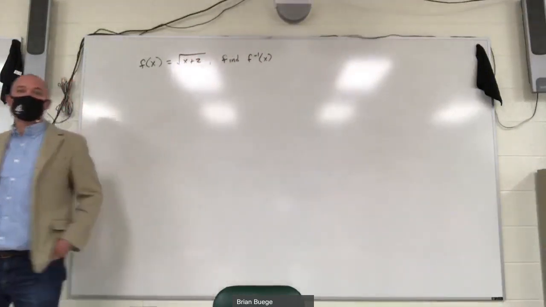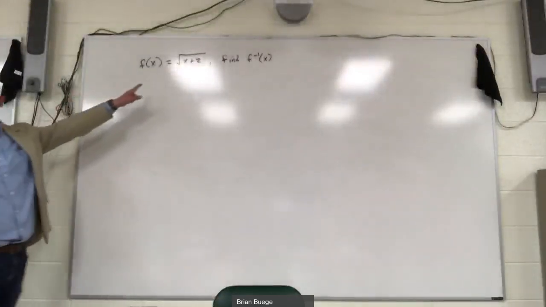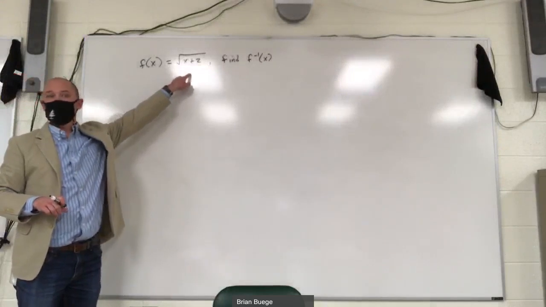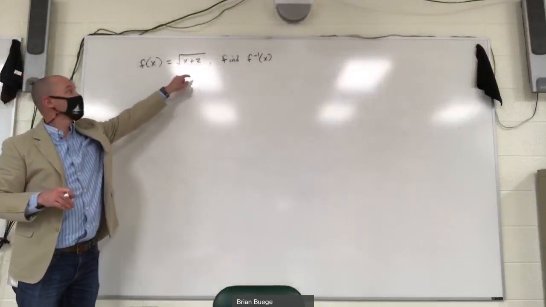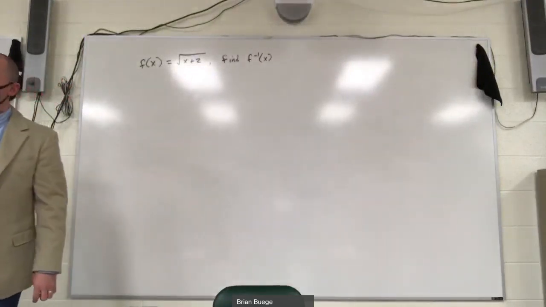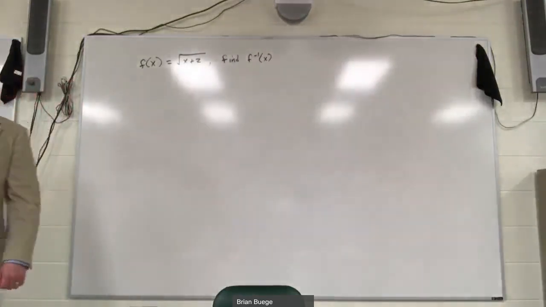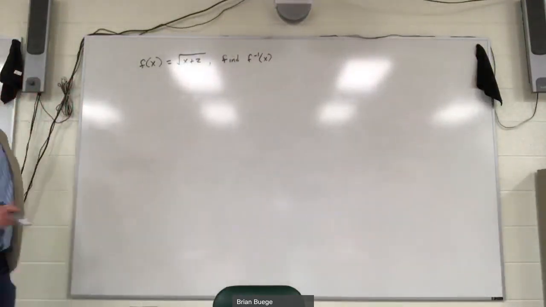Let me ask you a question before you start. What do you think the equation of the inverse is going to end up looking like before you even do anything? If we're starting with a square root, what's the inverse of a square root? Squaring. So our answer is more than likely going to be an equation that's got an x squared in it, because squaring is the opposite of taking the square root. So just a heads up. Let's actually do the process then.